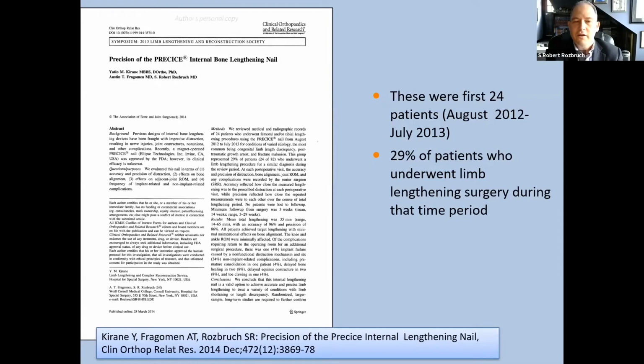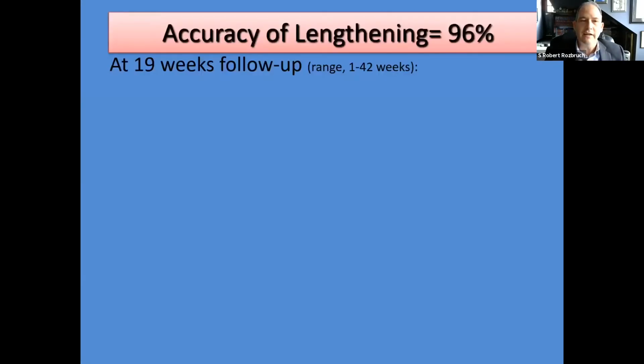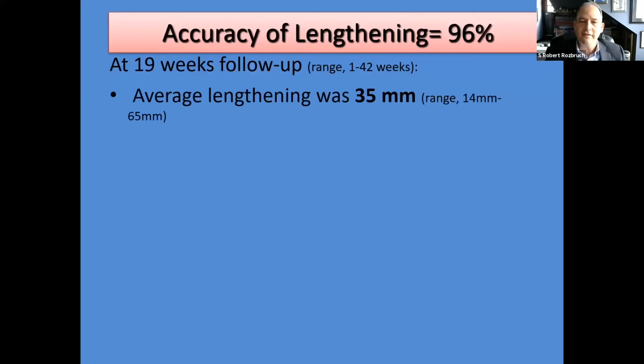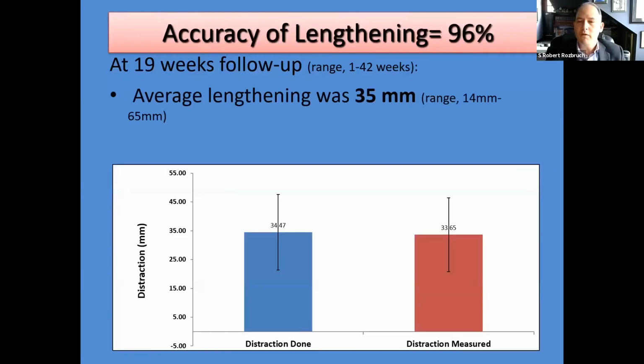In other words, if we're prescribing 1 millimeter of lengthening a day, what's actually happening? And we were delighted to find that the accuracy was actually 96% between what we had prescribed and what was actually happening. And this type of accuracy is fantastic. I mean, you don't get a higher accuracy than that with an external fixator.